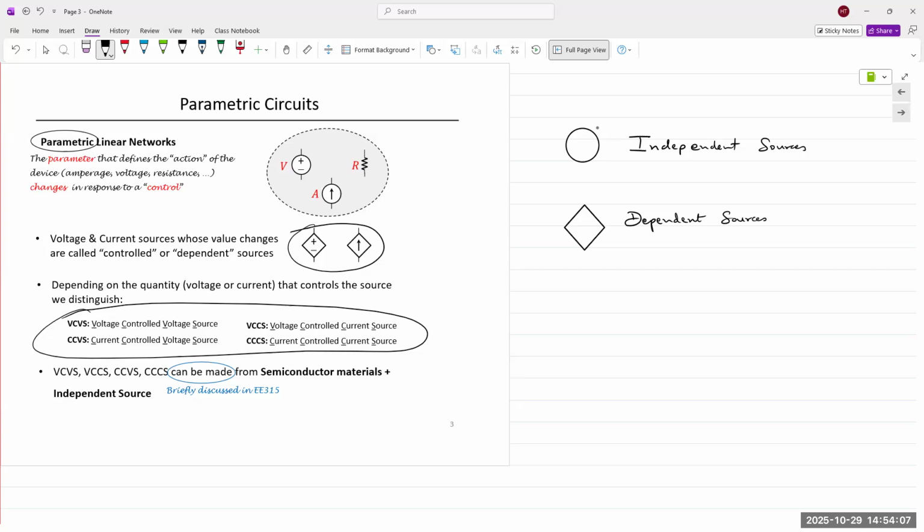So, as I said, we have independent sources that are like our regular benchtop power supplies. There are batteries. And then we have dependent sources. Dependent sources are basically sources that supply a voltage or a current, but they depend on their value, some other part of the circuit. If you think about it in a certain way, a voltage divider network is a dependent voltage source.